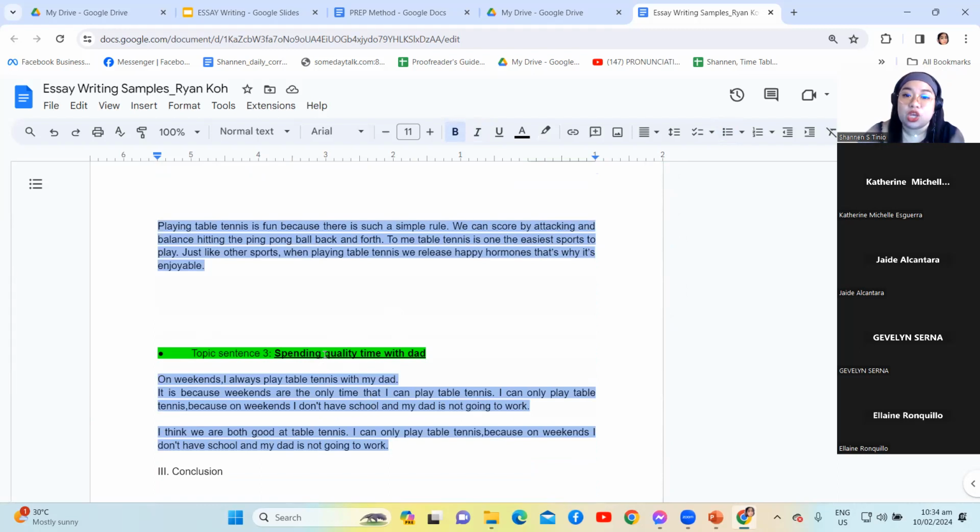So again, yung paragraph niya na to, meron na naman siyang scope. Kaya naman, hindi siya malilihis ng ideas. Yung thoughts niya, organized. Okay? So it says here, on weekends, I always play table tennis with my dad.